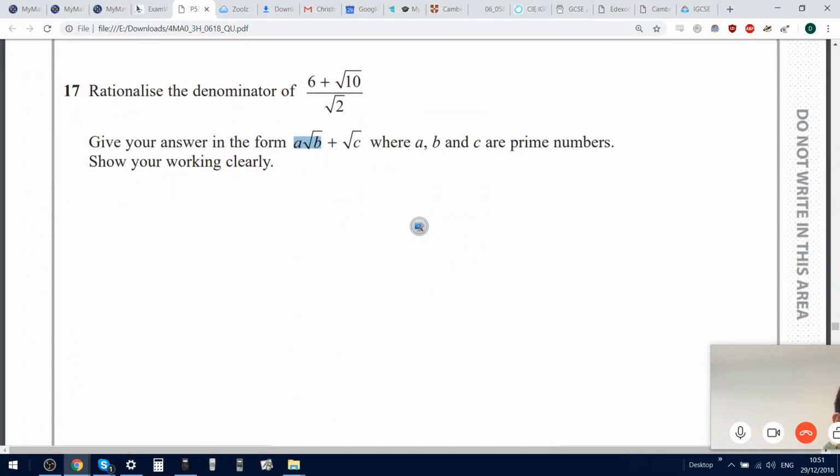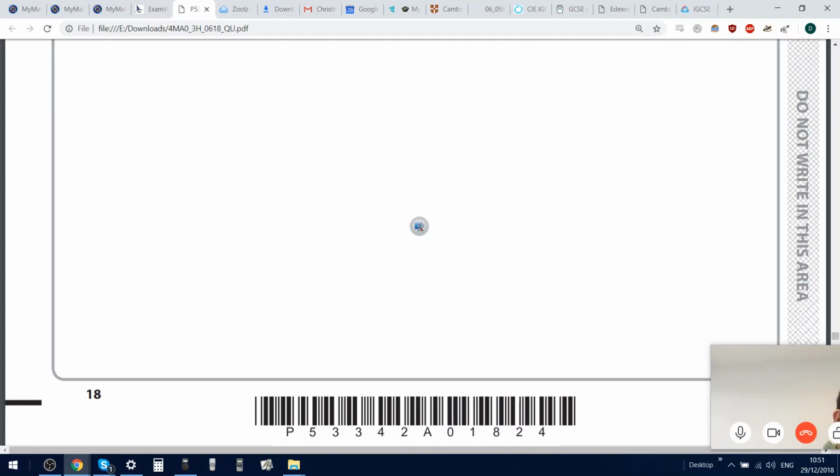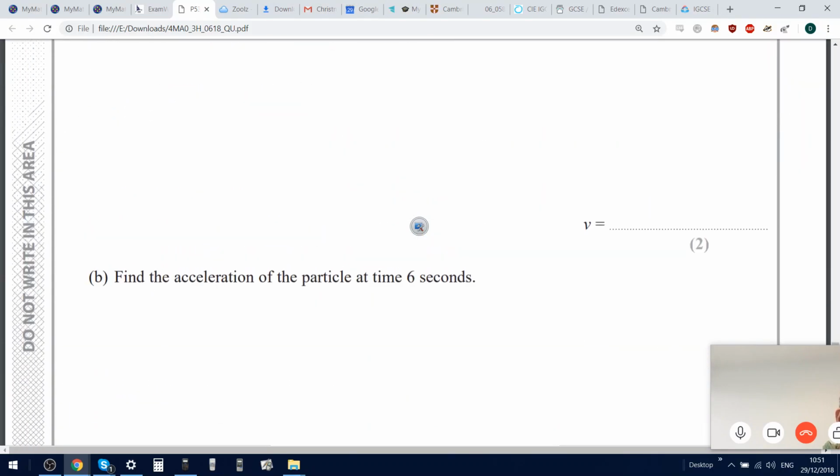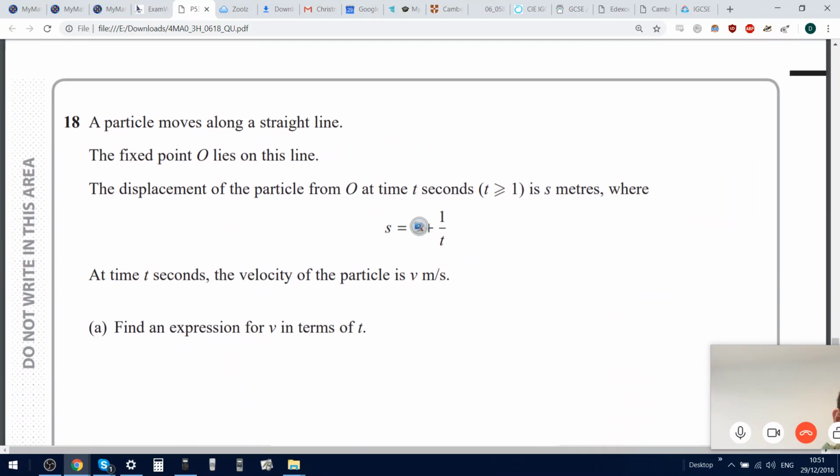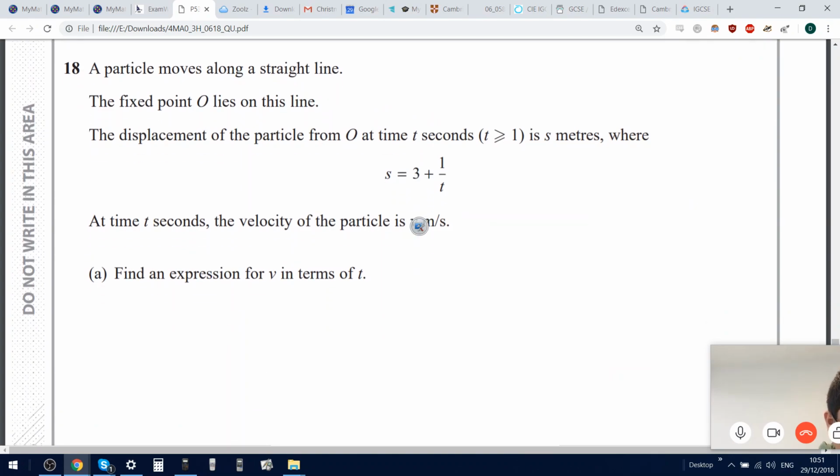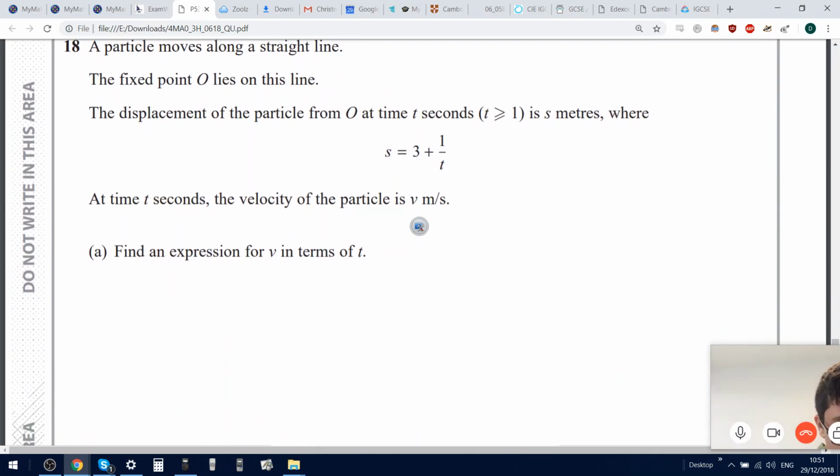So the calculator automatically rationalizes it. So this one might be worth doing. Okay.